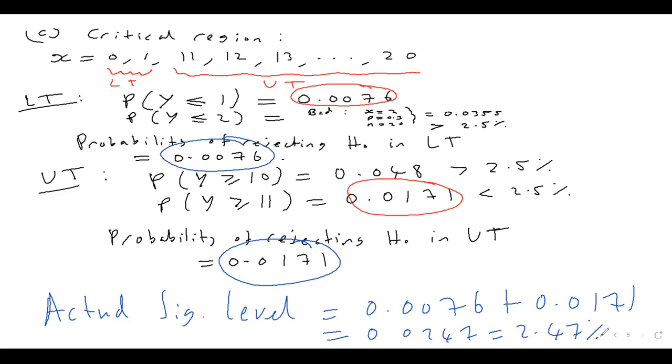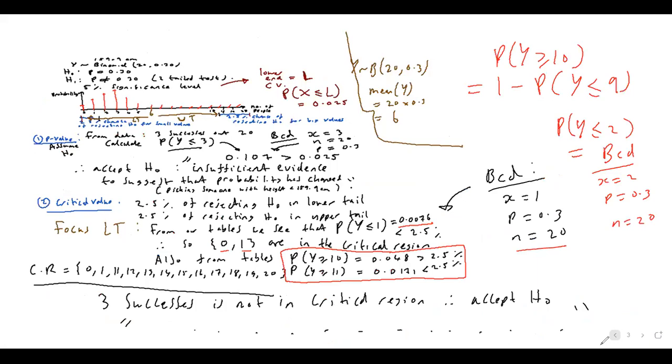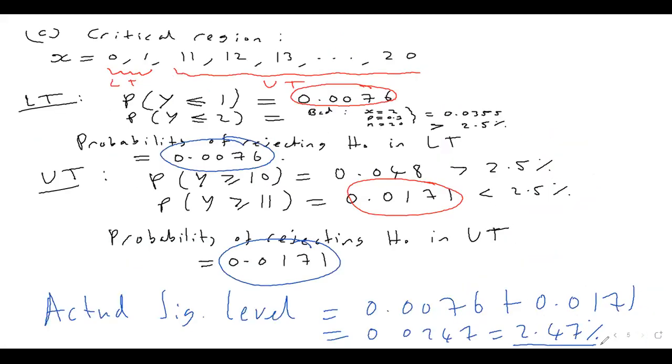So the actual significance level for this test is not 5%. We're doing a 5% two-tail test, but in reality, using this real binomial distribution, the chance you reject H0 is actually 2.47%. So we decided, as statisticians, that we're going to do this 5% test where we've got a 5% chance of rejecting H0. Well, actually, using the real distribution, the chance of rejecting H0 is 2.47%. So that would be the final answer to part C.